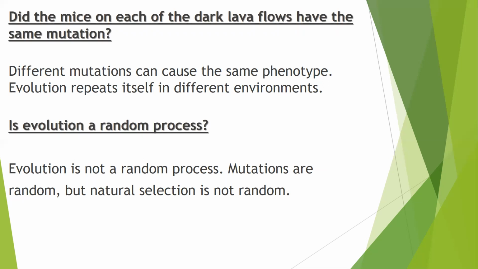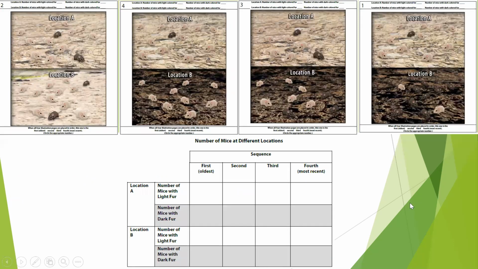And is evolution random? Evolution is not a random process. Remember that mutation is random, but evolution is not. It is very directional and specific. Natural selection is definitely not random. So where does that leave us?